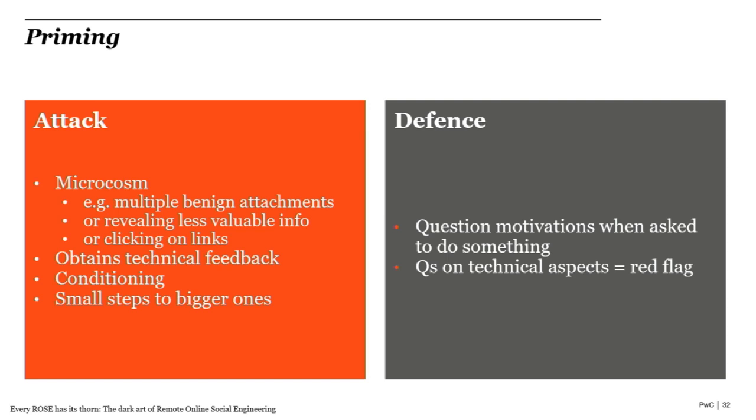The defender may try and prevent this, or detect it by questioning motivations if they're asked to do something. If they get questions on technical aspects, so if they're being asked if certain attachments got through consistently, then that could be a clue that this profile isn't genuine.